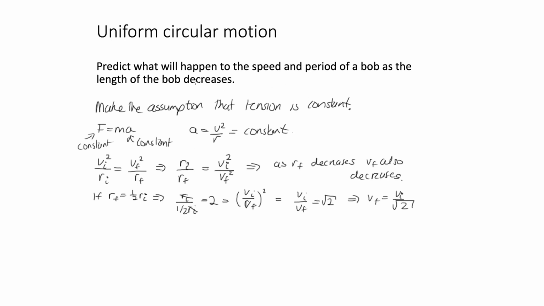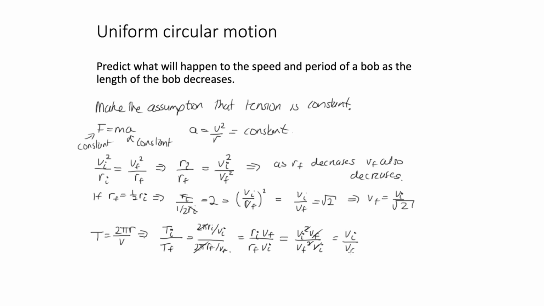Now, we're also asked about the period. So we know that period is equal to 2 pi r on v. So this is a bit difficult because it's got an r and a v. It's dependent on both of these things. So we can say t initial over t final is equal to 2 pi r initial over v initial over 2 pi r final over v final. Simplifying this, the 2 pi's cancel out, and we have r initial times v final over r final times v initial. Now we can replace the r initial and r final with v i squared over v f squared. So this is equal to v i squared v f over v f squared v i. These cancel and we get v i over v f.